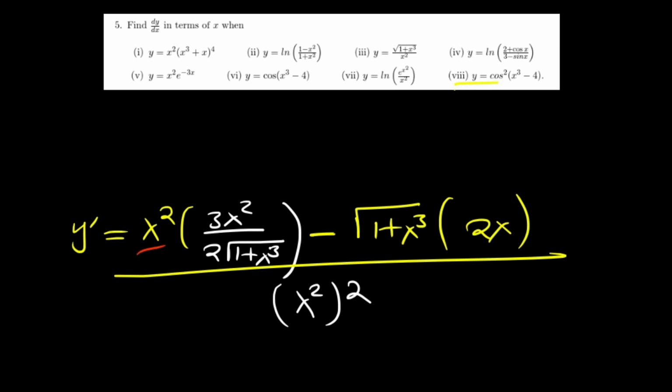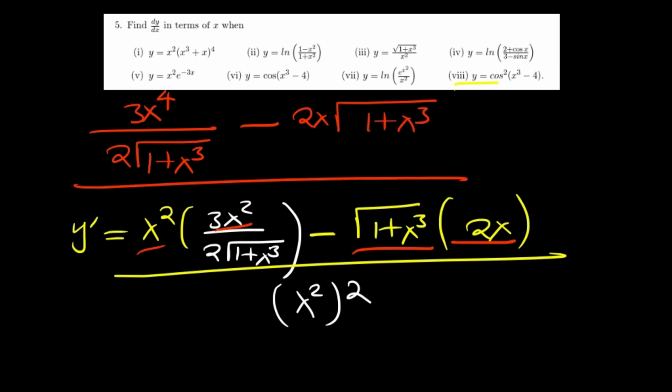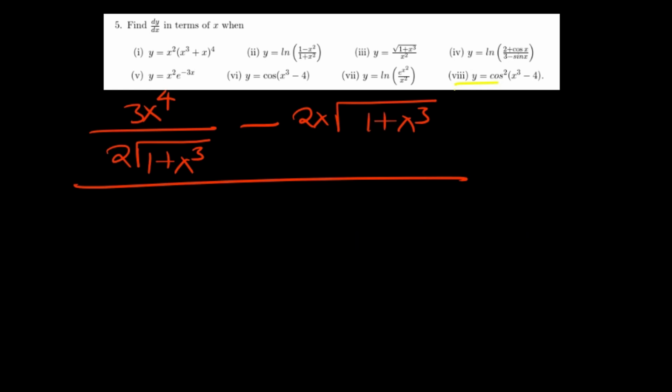So this times that is going to be 3x to the power 4 over 2 root of 1 plus x to the power 3, and then minus the other part. What are we remaining with? If you multiply this times that, you have negative 2x times the square root of 1 plus x to the power 3, over what's on the denominator, x squared squared, which is x to the power 4.